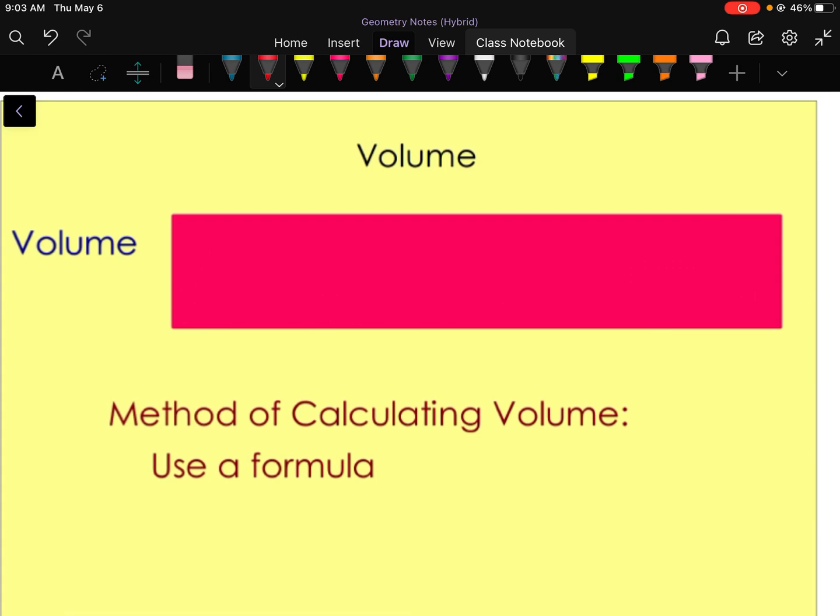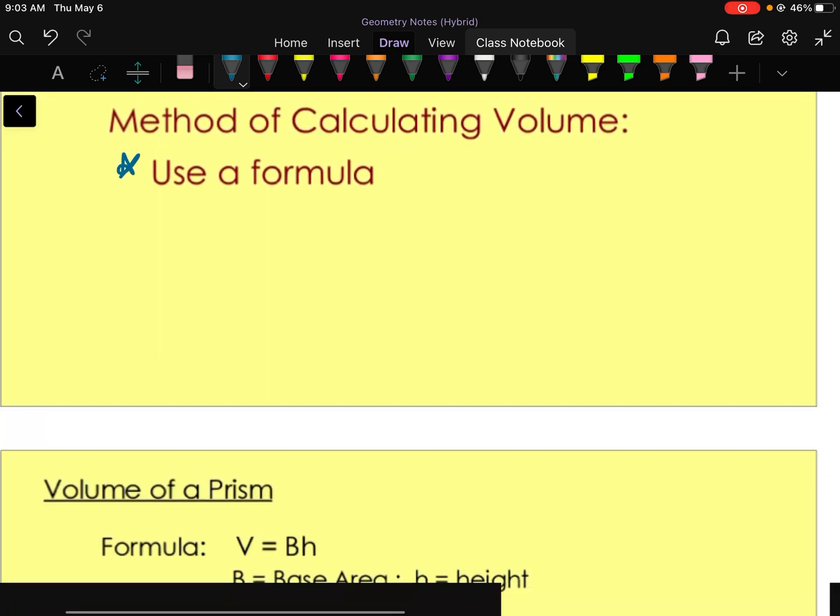So the next part of this here is volume. Volume, just to define it, I'm going to go above it here: total space taken up by a figure. So that is what we call volume. How do you calculate volume? There's only one way. Use a formula. I mean, there's multiple other ways that are way above the level of geometry, but we're going to use just a formula. Like I said, this whole unit is going to be just formulas all over the place.